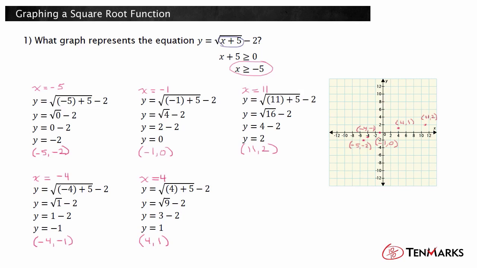Now there are enough points plotted to accurately draw the curve. Remember, there will be no points to the left of x equals -5, but the graph will continue to the right.